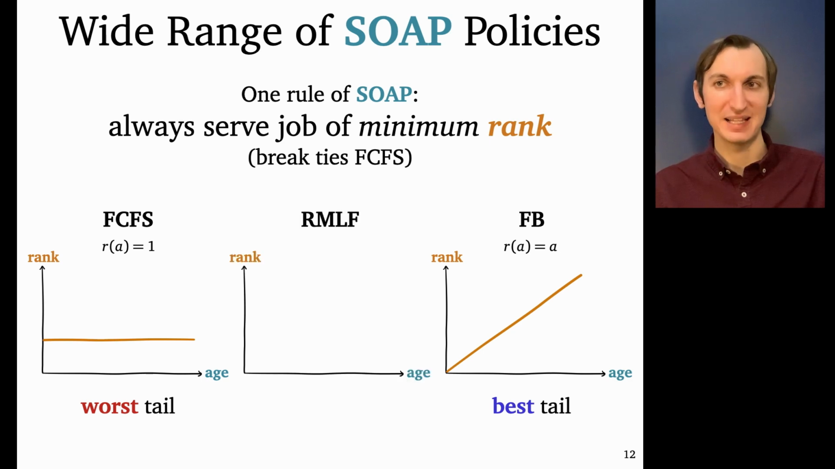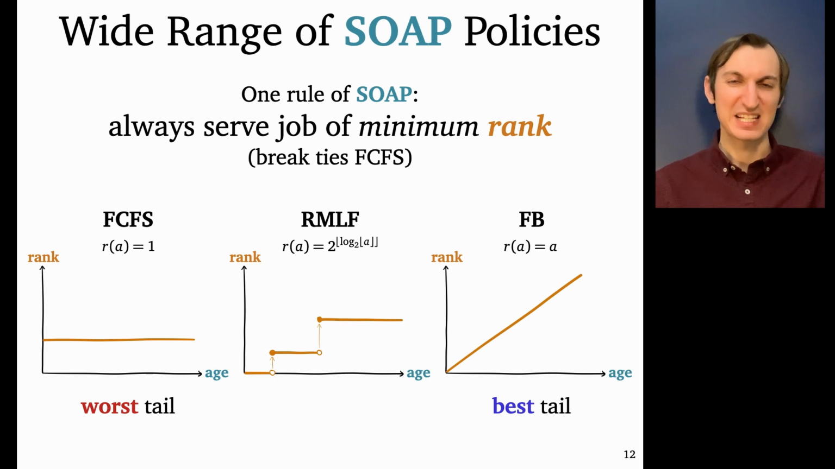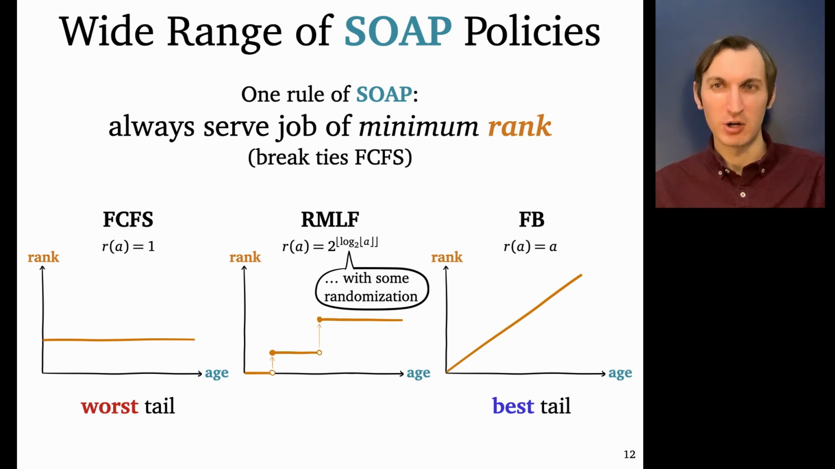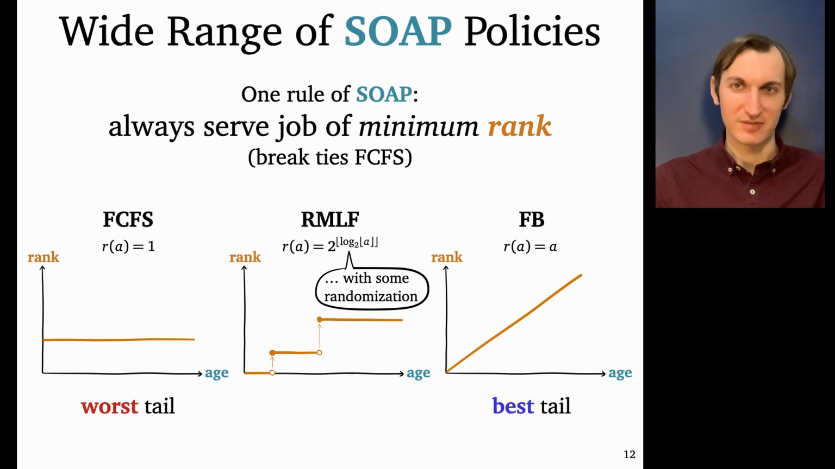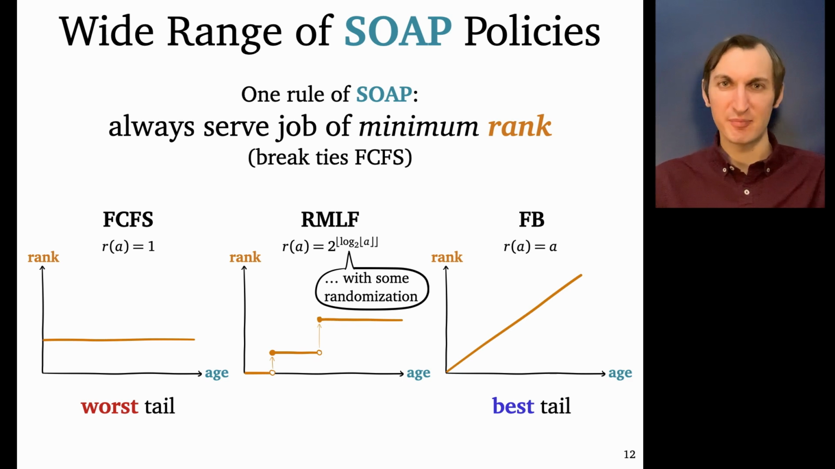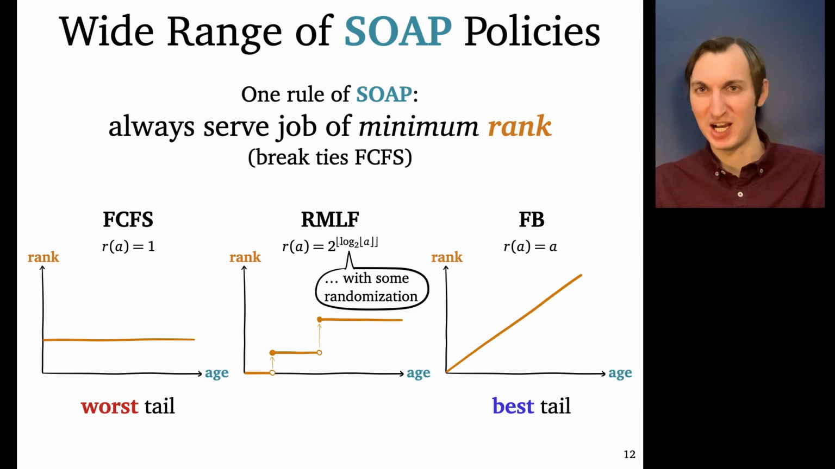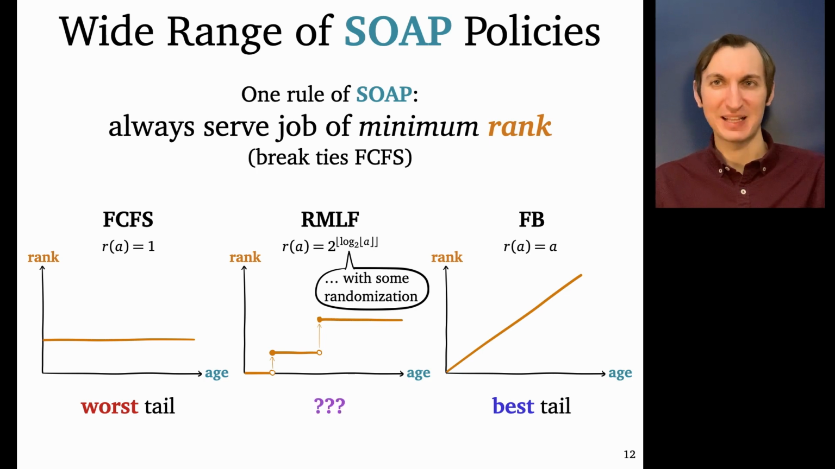For example, RMLF has the following rank function. It kind of looks like an exponentially rounded version of FB. I'm simplifying a bit here because the R in RMLF stands for randomized, and I'm not showing the randomization, but this is the basic idea. RMLF kind of looks like first come, first serve, in that it's got these big flat regions in the rank function. But it also looks like FB in that the rank is going up over time. And so it's not clear a priori where RMLF should fall on the spectrum from worst tail to best tail.